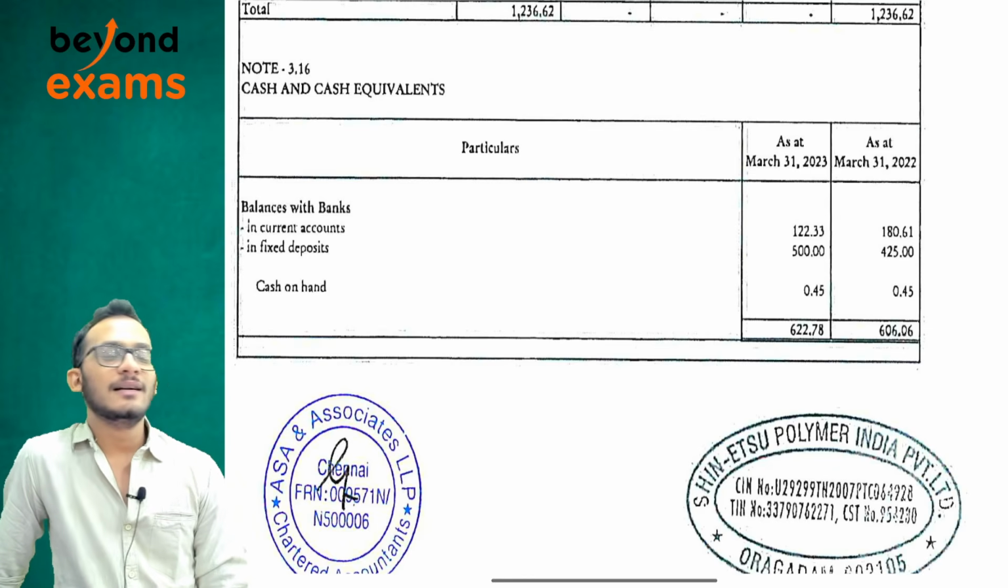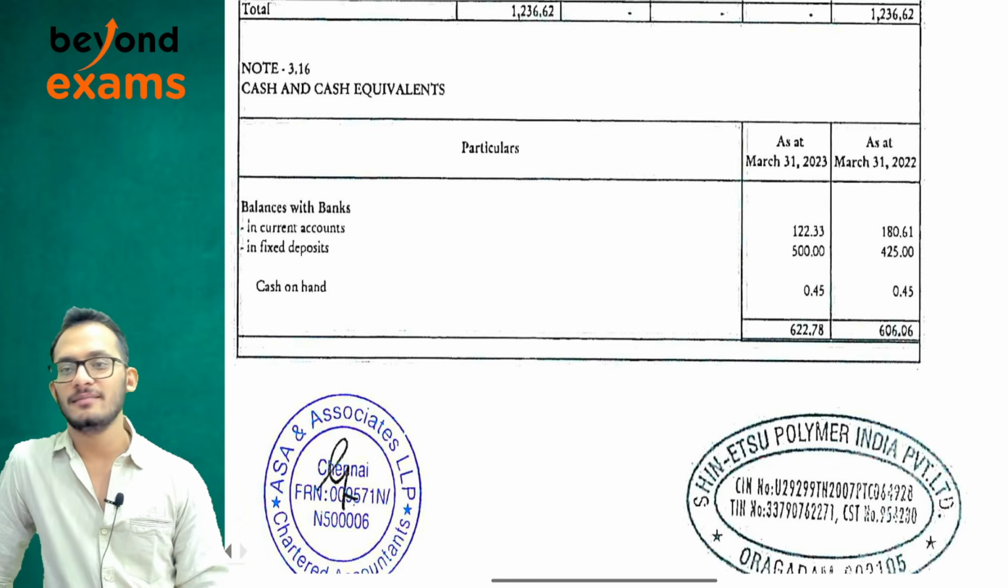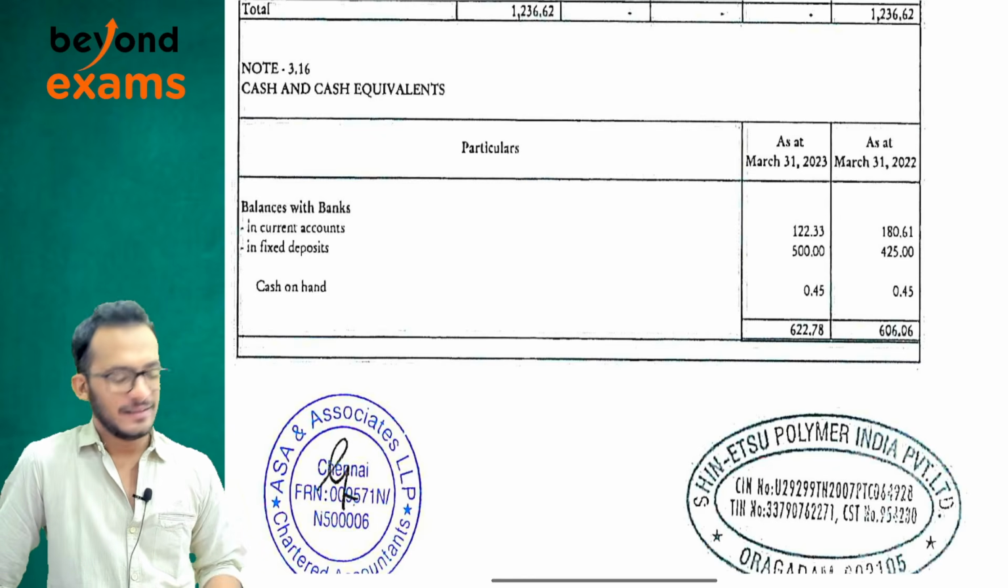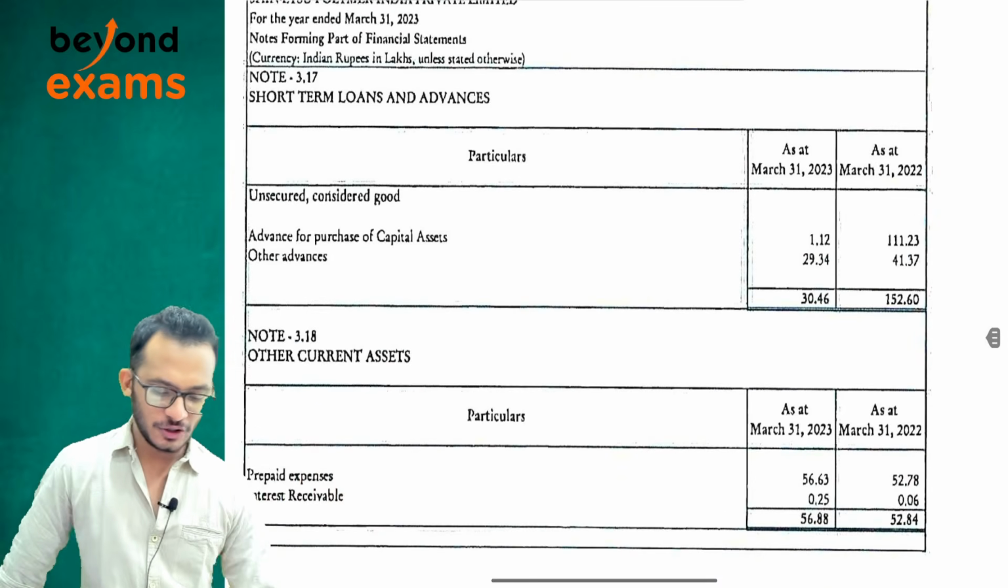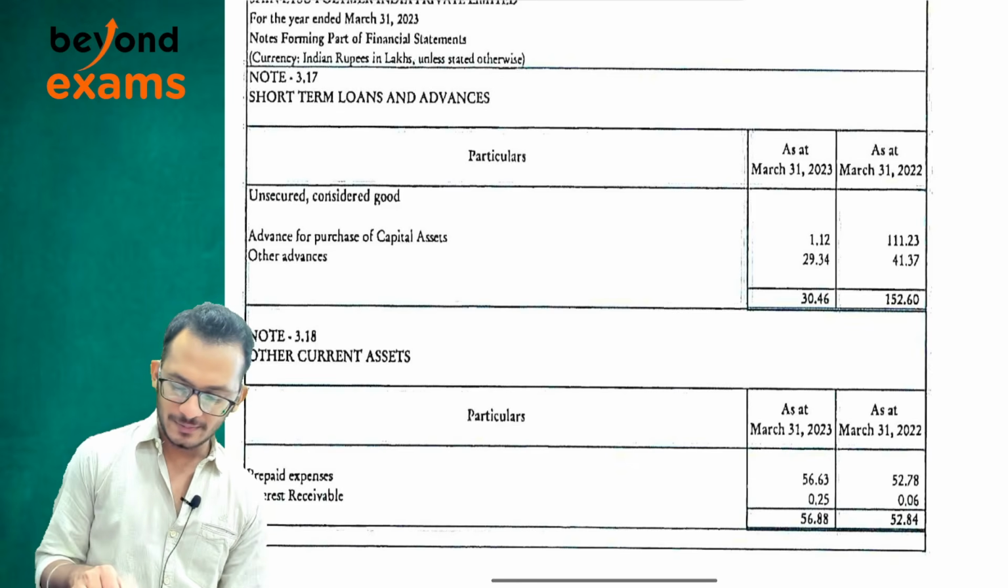Makes sense? So a simple thing like cash and cash equivalents itself has 3 things to be verified, which is probably what we're not doing. Clear? Very good. With that, your balance sheet is done. Then you have short-term loans and advances, which has unsecured considered good, other advances, and then you have prepaid expenses and interest receivable.